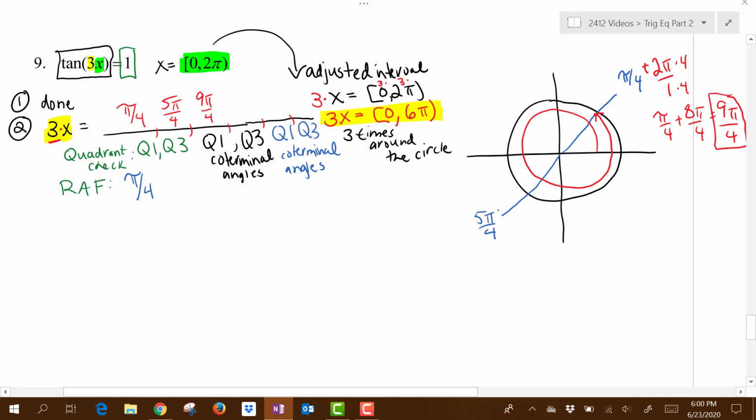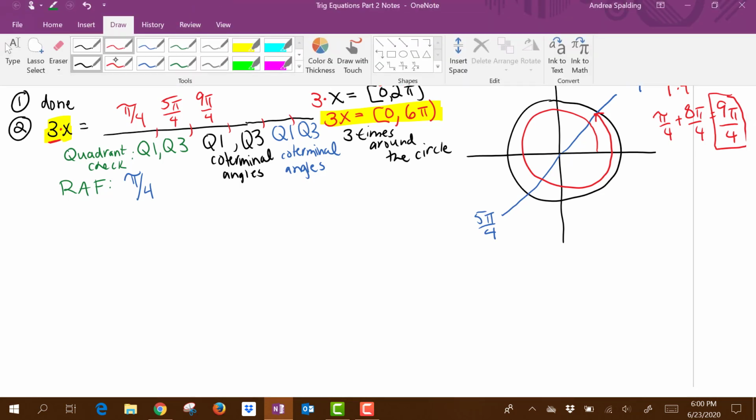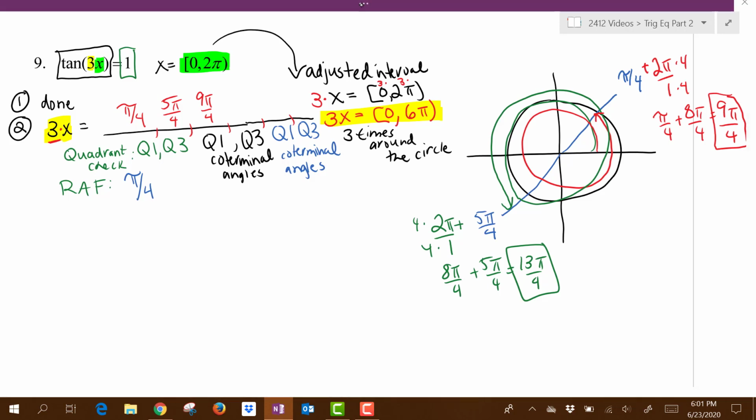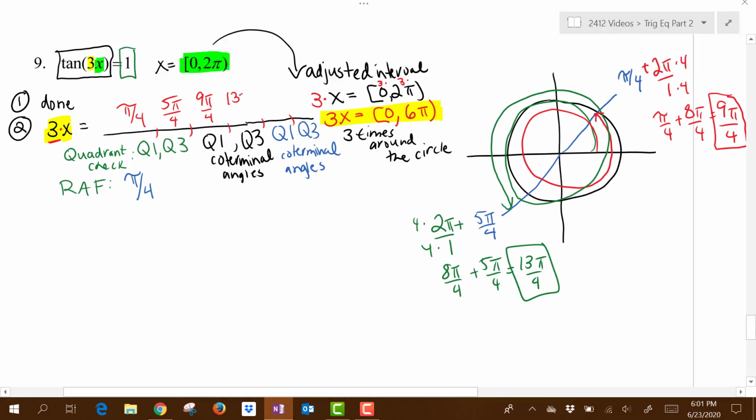Alright, let's do the same thing for 5 pi over 4. Thinking about this again as going all the way around, I'll do this one in green. Going all the way around and not stopping at 5 pi over 4, but doing one more full complete rotation and stopping here on the second time around the circle. Once again, to find coterminal angles for a second time around, we add 2 pi. We need a common denominator of 4, so that's 8 pi over 4 plus 5 pi over 4, and that gives us a total of 13 pi over 4. Okay, we're going to add that to our list. Alright, so both of those angles are for the second time around.